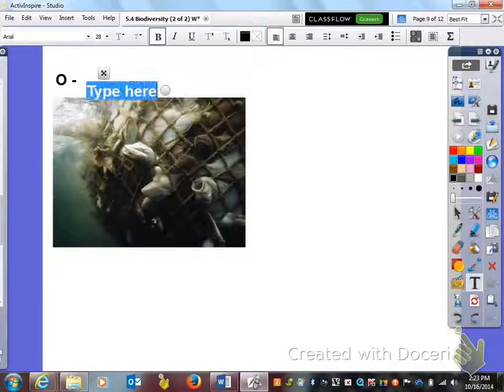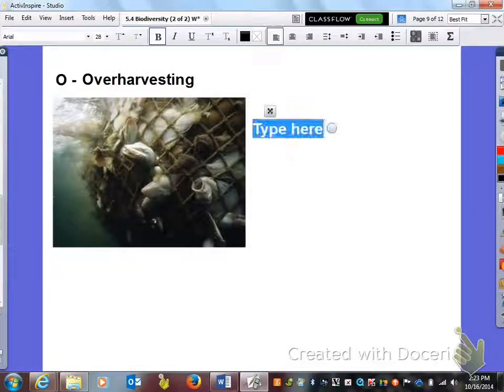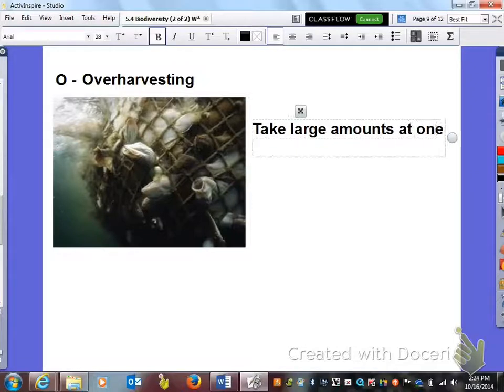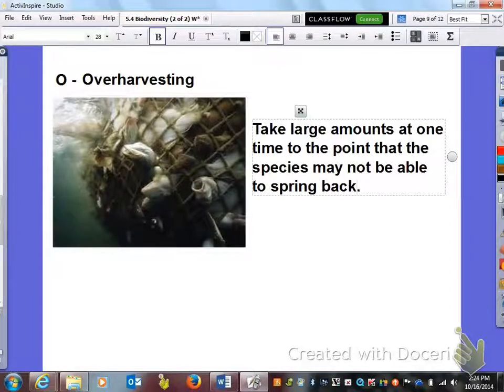All right. Now, this next one, you may not be as familiar with, but that's okay, is over-harvesting. Over-harvesting is when you take large amounts at one time to the point that the species may not be able to spring back. And a good example of over-harvesting, we see this a lot, is in fishing.